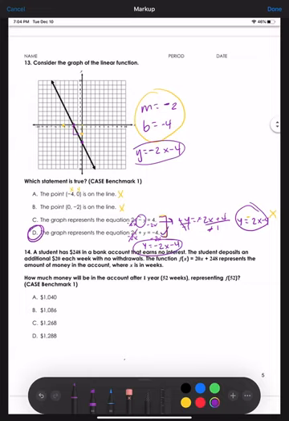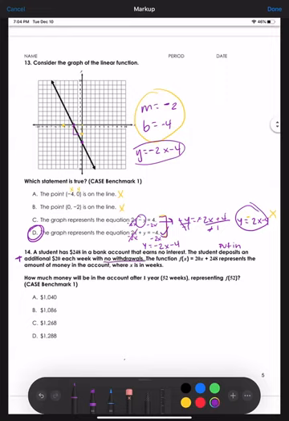All right, 14. A student has $248 in a bank account that earns no interest. The student deposits, that means they put in an additional, that means more, $20 each week with no withdrawals. That means they're not taking anything out.